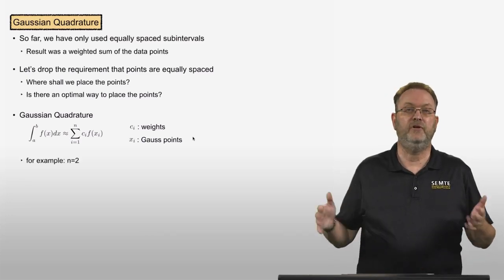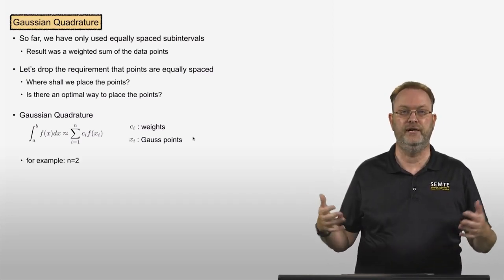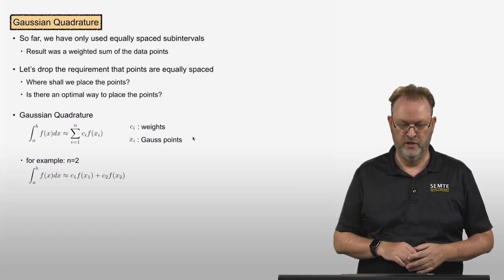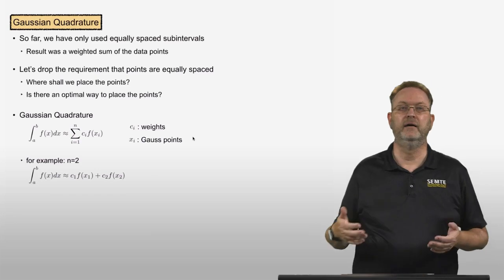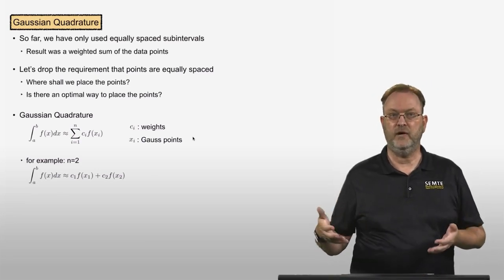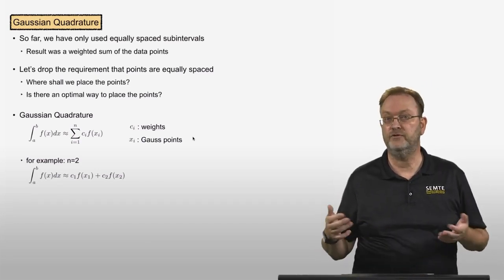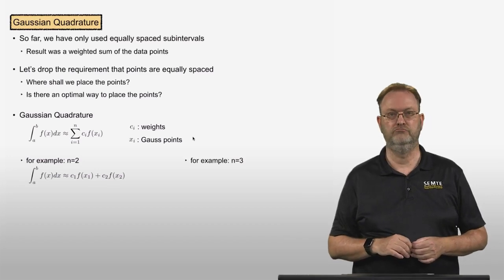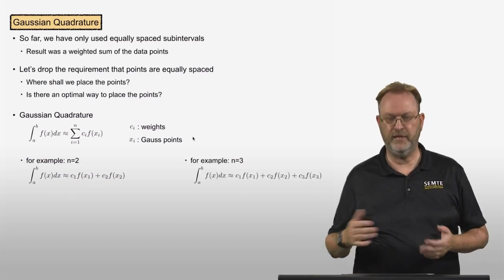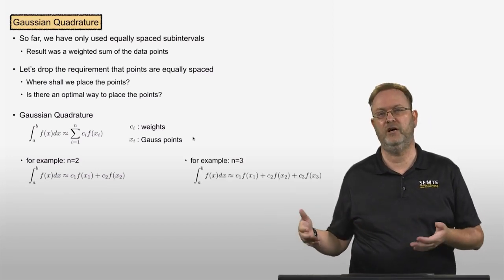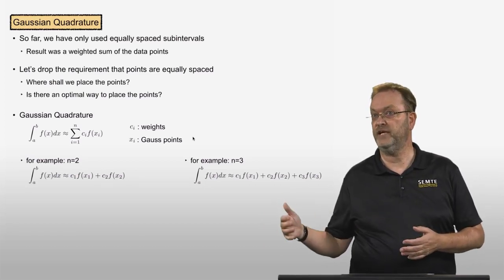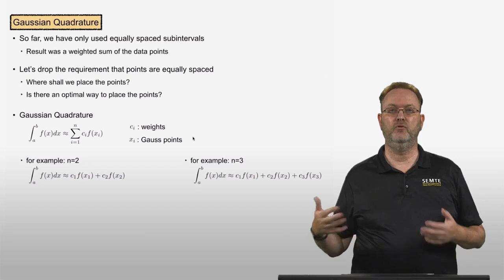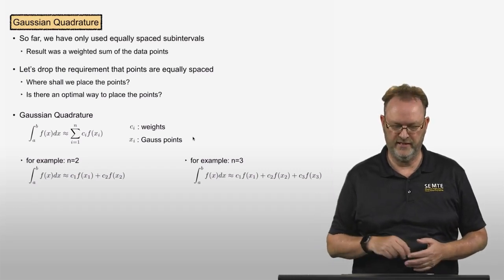So let's do an example for 2 points, n is equal to 2. Then we approximate the integral from a to b of f of x dx by the sum of c1 times f of x1 plus c2 times f of x2. For 3 points, you just have the sum of 3 function values at x1, x2, x3, each weighted with their own weight c1, c2, and c3.